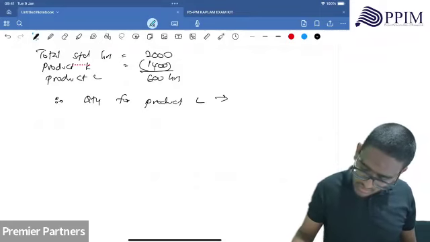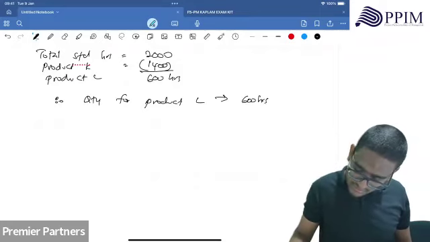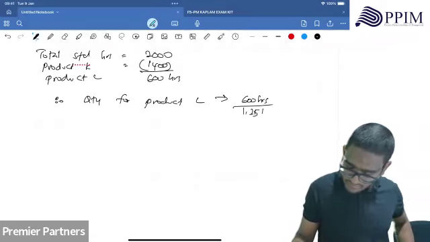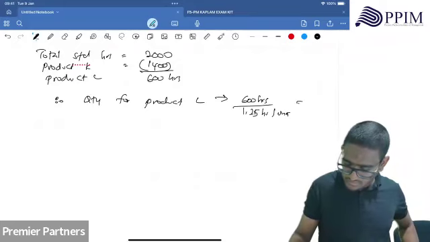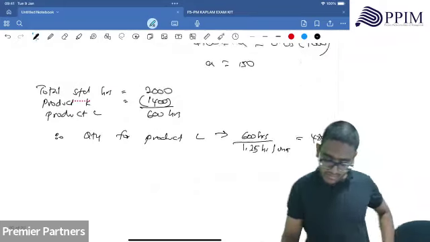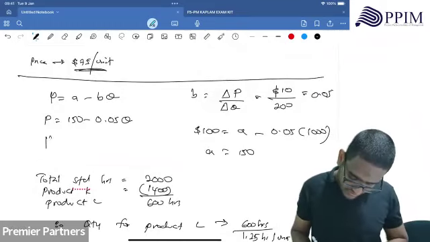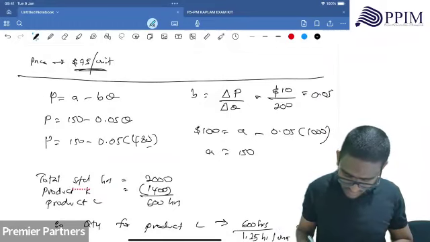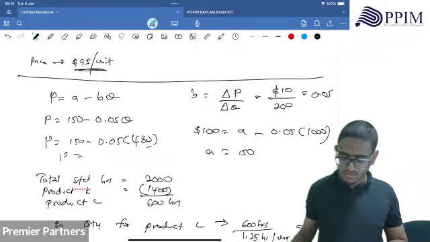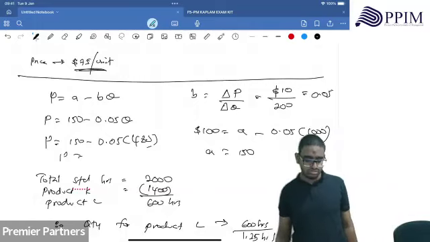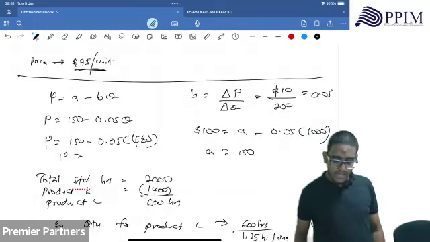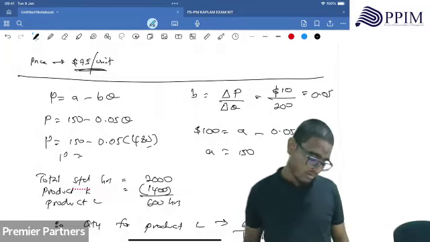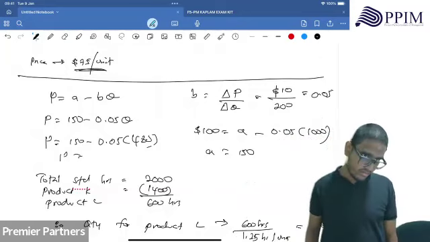would be how much? 600 hours divided by how much each unit? 1.25. So you can produce 480 units. Okay, you can take that up. P = 150 - 0.05 x 480 to get your price. Half of 48 is 24, and 150 minus 24 is 126.